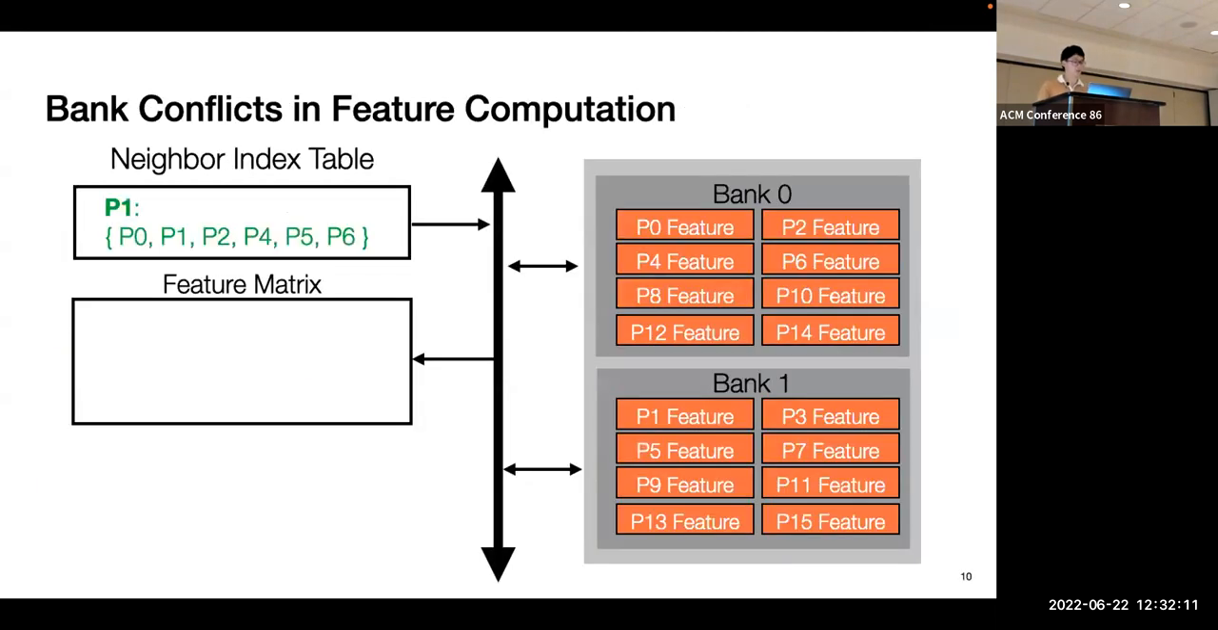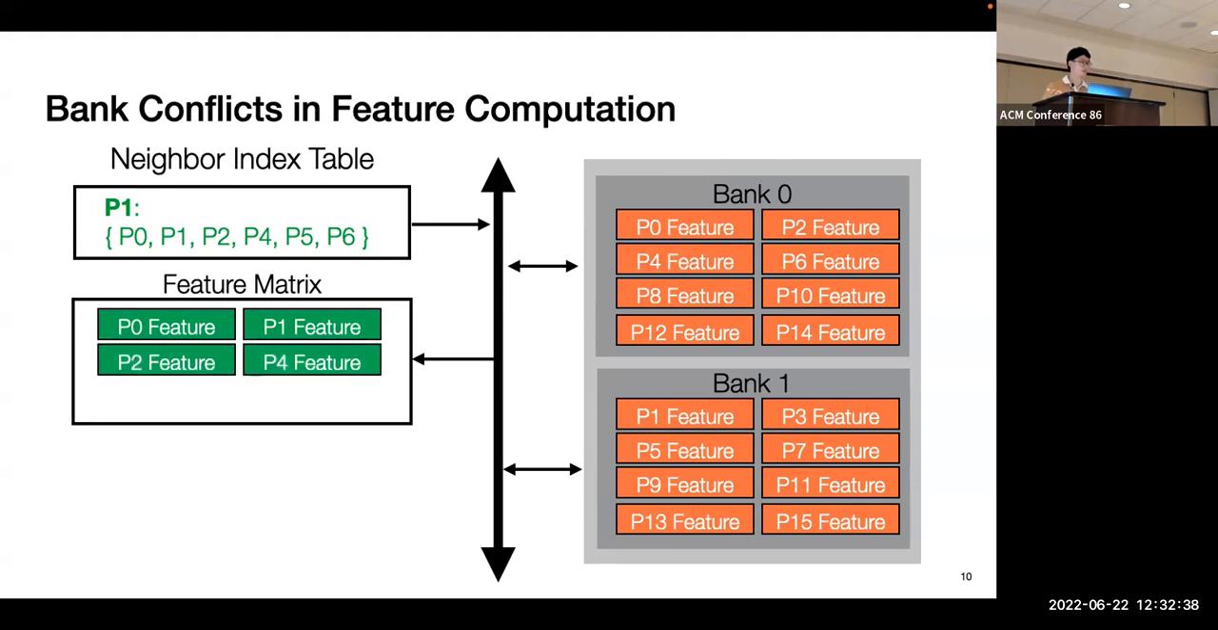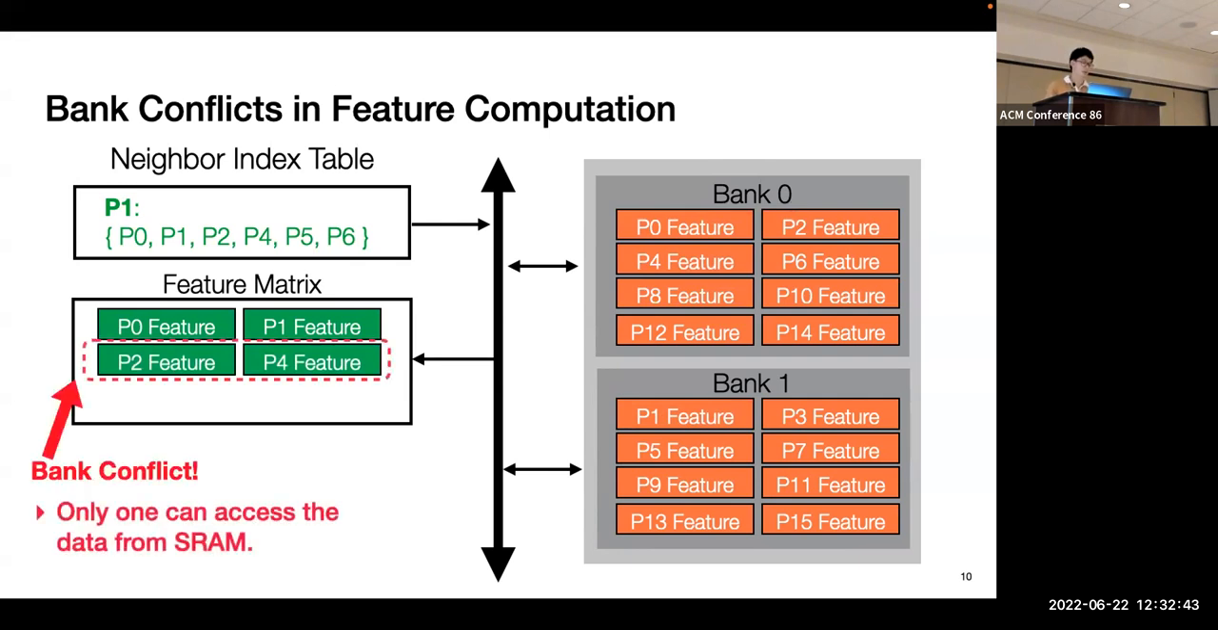So after neighbor search is done, feature computation will also introduce SRAM bank conflicts in the feature gathering step. Here we show an example of gathering 6 point features in a 2-bank 2-port SRAM. Each time we gather 2 point features into the feature matrix. In the first round of access, because P0 and P1 are in different banks, we get them in one cycle. In the second round of access, because P2 and P4 are in the same bank, we will have a bank conflict. And we can only get one feature in the first cycle and get another one in the next cycle.